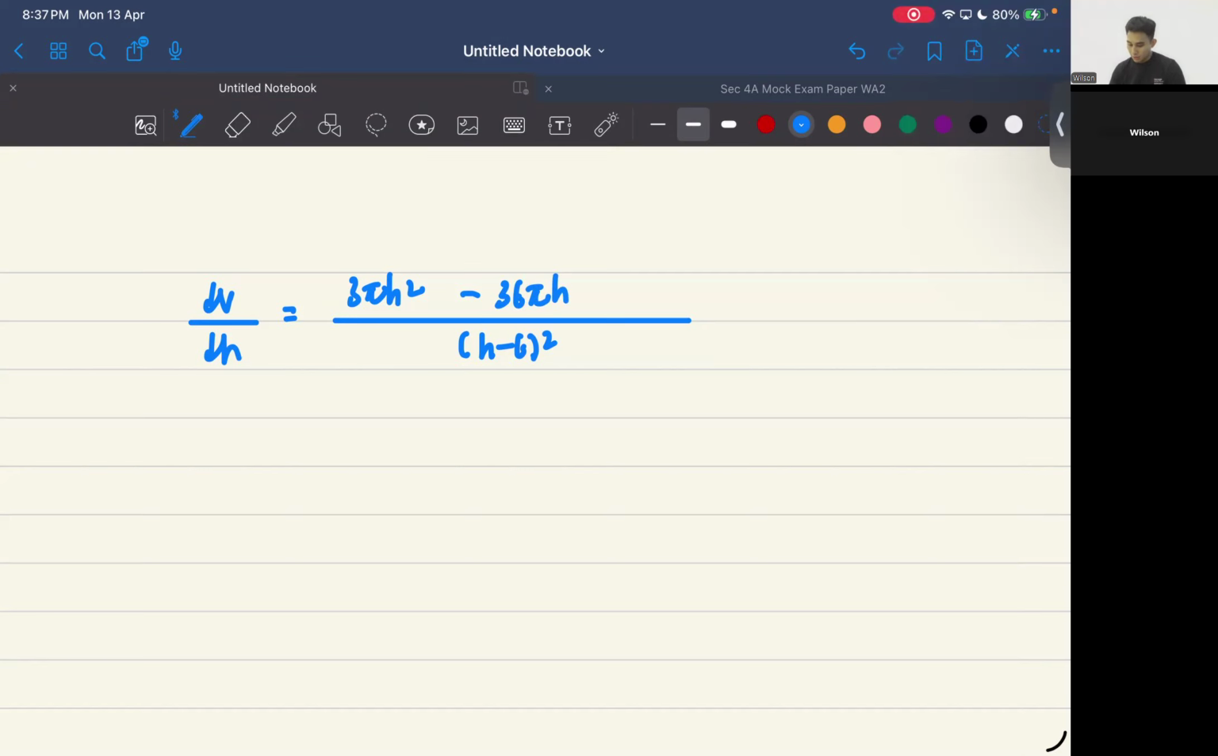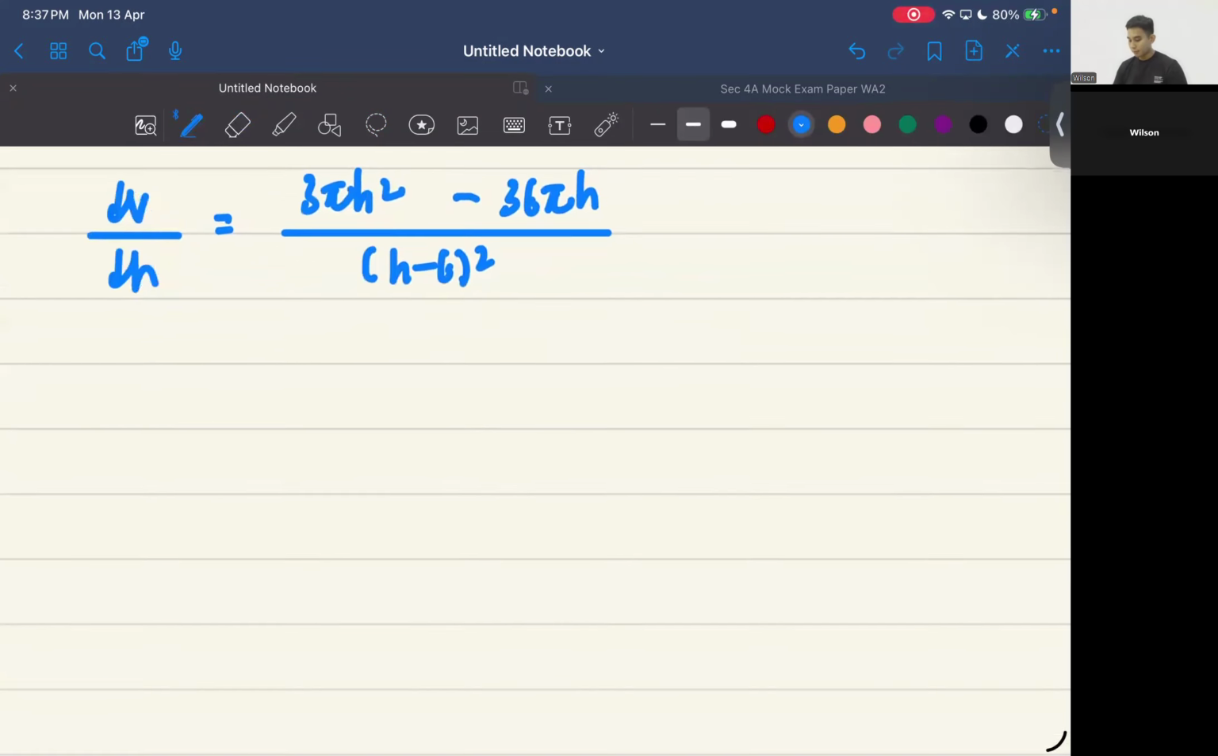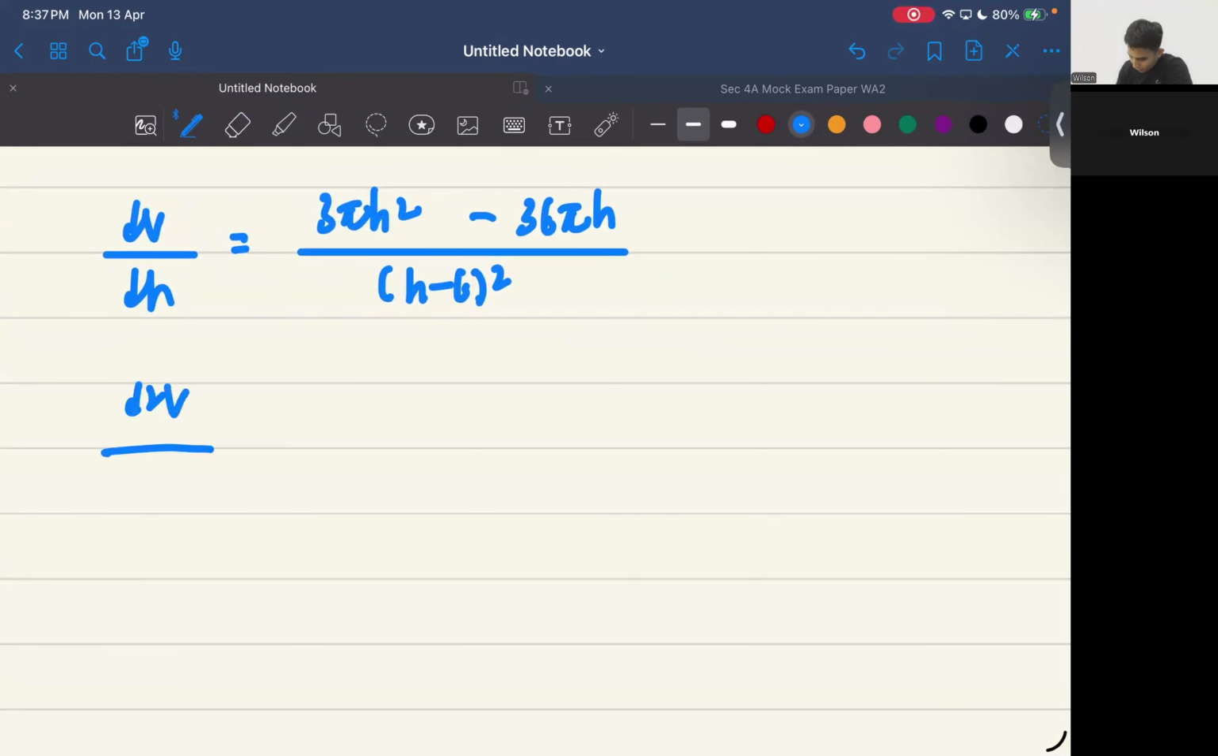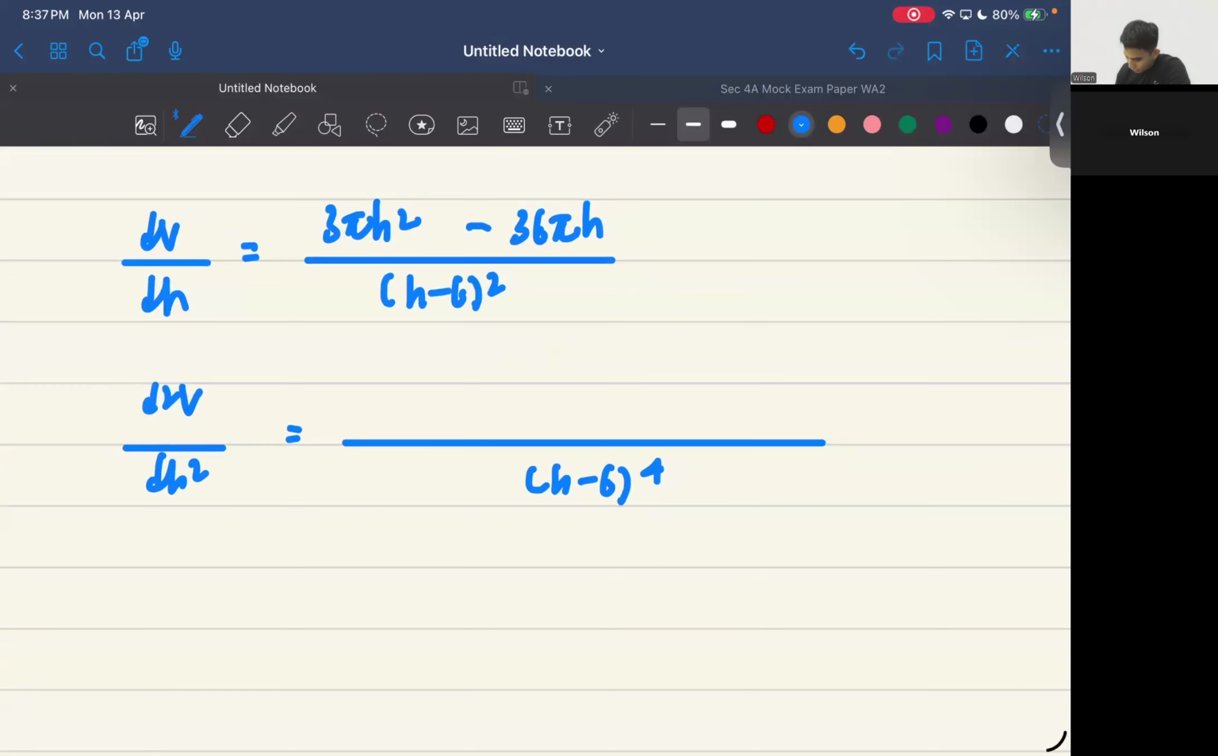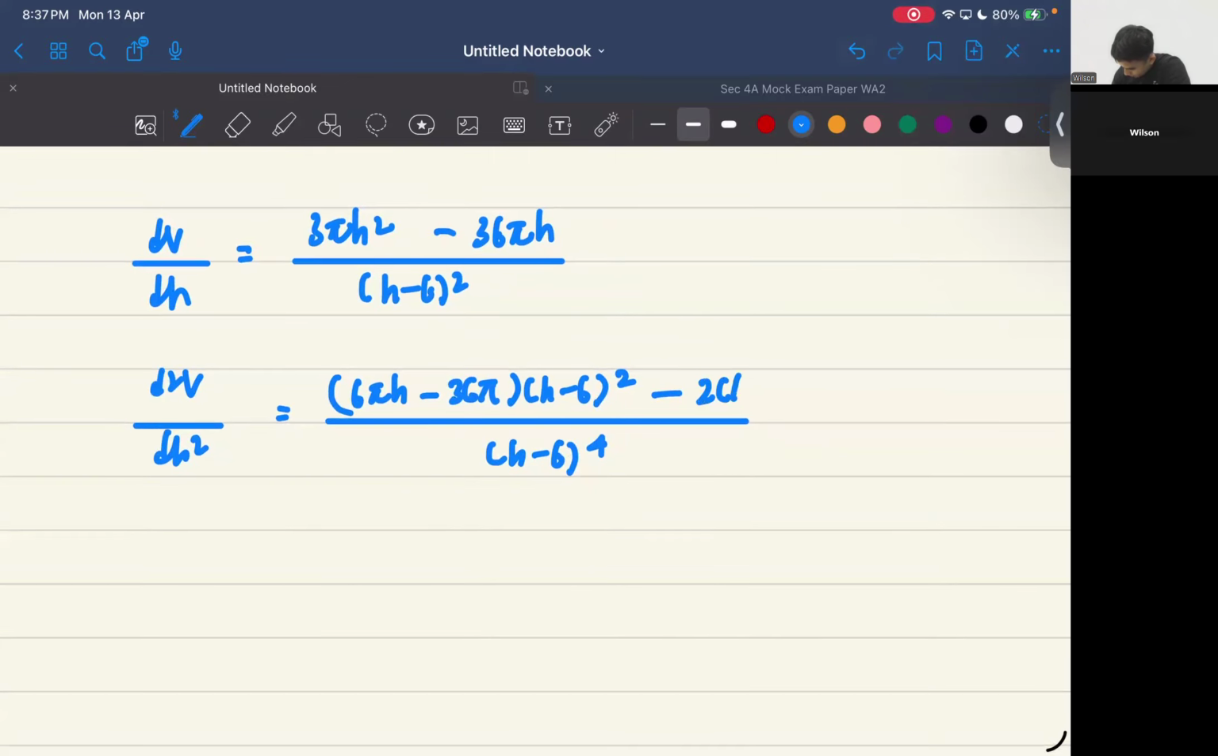Okay, come, let's do this. Okay, now second derivative, right? d square V over dH square. I have to square the bottom. So in this case, I square the bottom will be this. I differentiate the top will be 6 pi h minus 36 pi. Copy the bottom, which is this, minus differentiate the bottom, and then I copy the top over here. Okay, so this is my differentiated one.